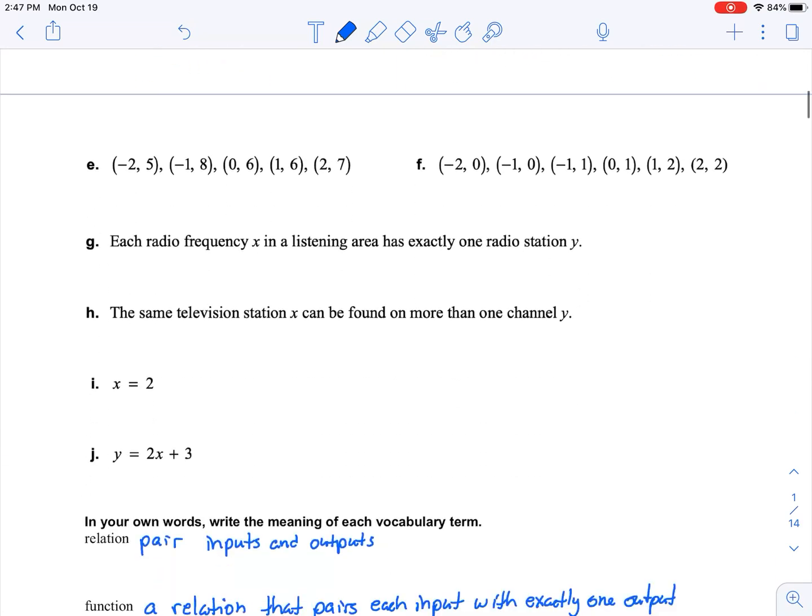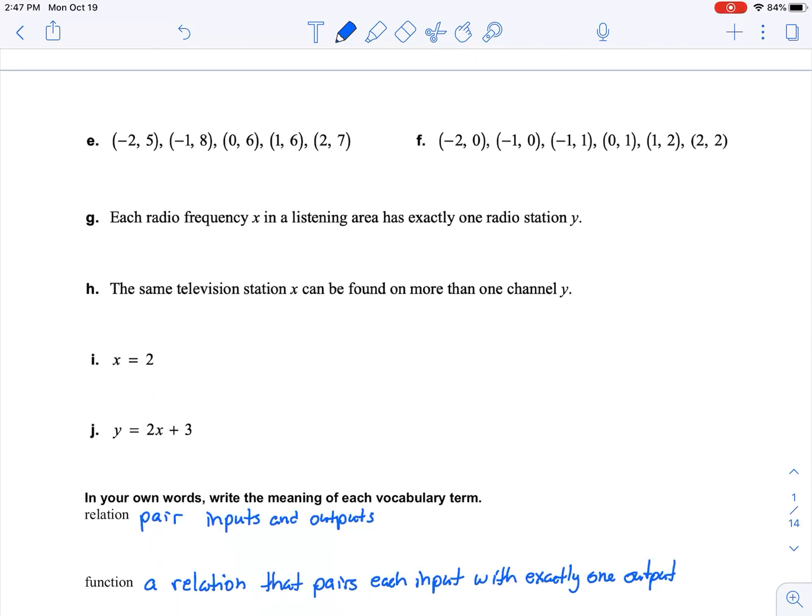It's not a function. So when we see a list of ordered pairs, we saw that earlier, here's what I'm looking for. I'm looking at my x values. I have -2, I have -1, I have 0, I have 1, and I have 2. Okay, all those blue dots are my domain.